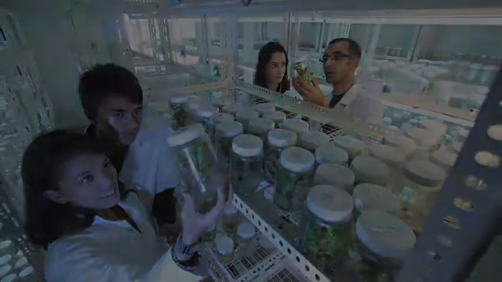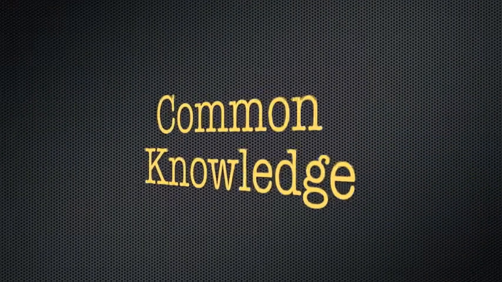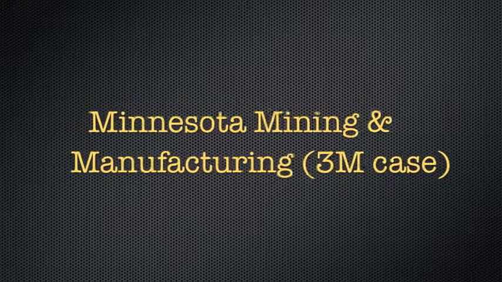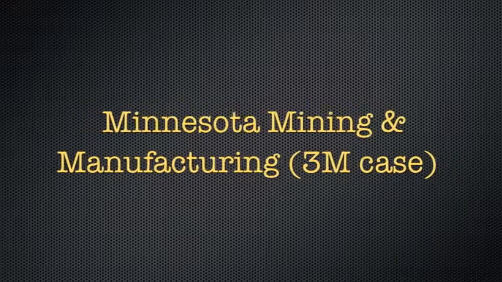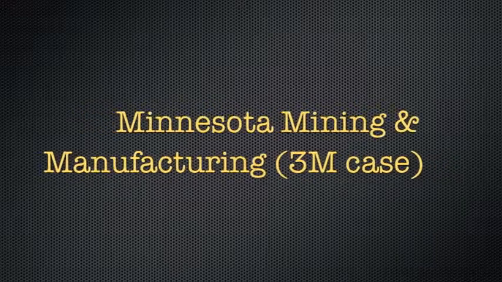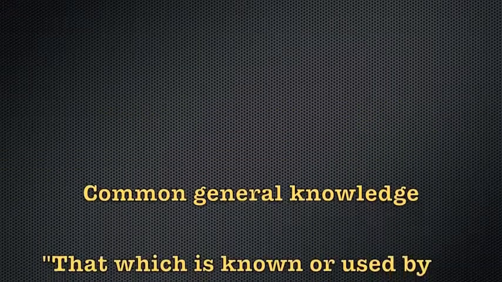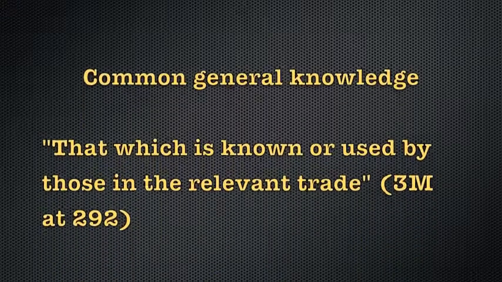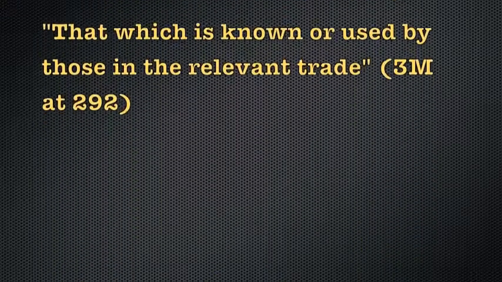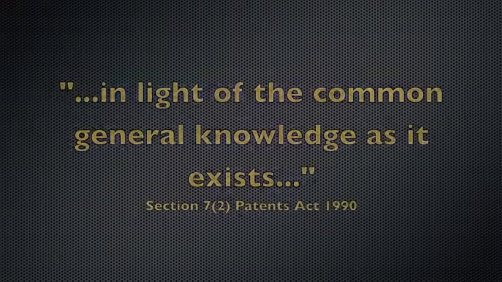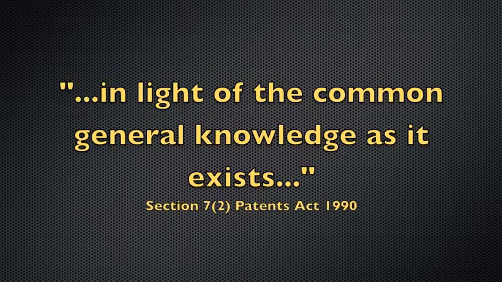The principle of common knowledge was somewhat ambiguous until the case of Minnesota Mining and Manufacturing, commonly referred to as the 3M case. This decision, decided in the High Court of Australia in 1980, determined that common general knowledge refers to that which is known or used by those in the relevant trade. The term common general knowledge was then added as part of Section 7, subsection 2 of the Patents Act.